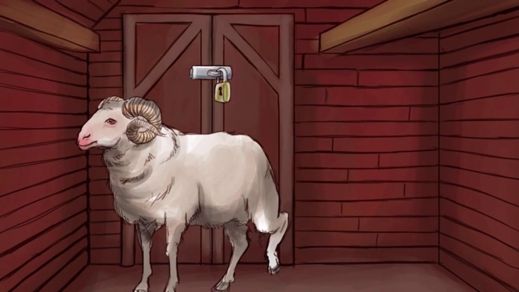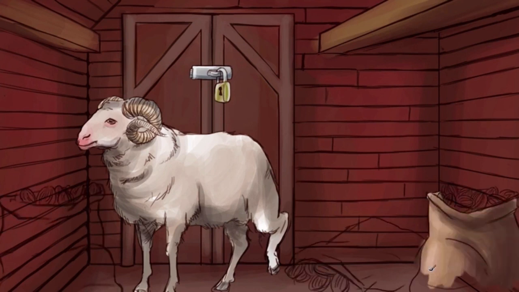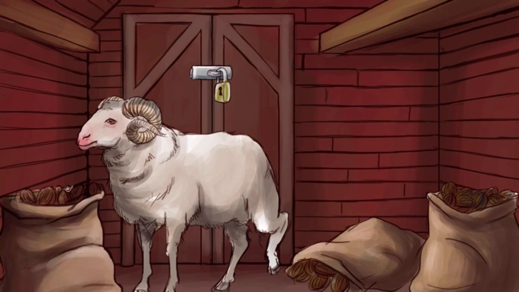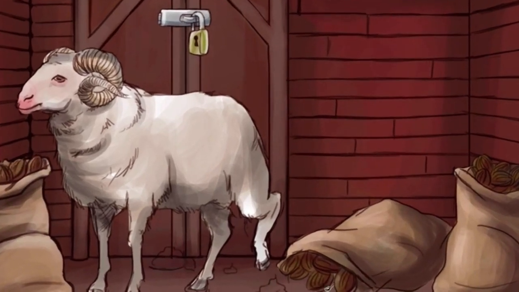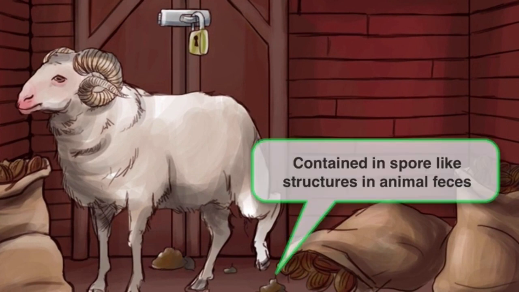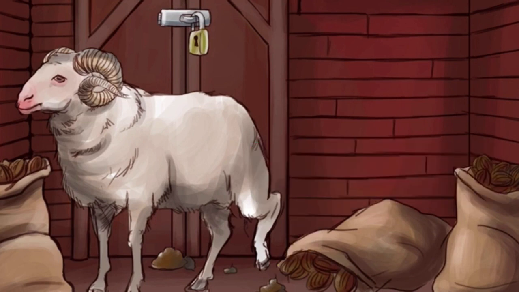Now, let's talk transmission. Coxiella forms a spore-like structure that makes it really sturdy, and these spores can survive the digestive tracts of animals and then exist in animal droppings and dirt. So to remember this, we'll use our recurring symbol for spores, the walnuts, and have bags and bags of them in the barn. We'll plop in some poop to remind you of animal droppings that contain these spores. So now we know Coxiella is contained in spore-like structures inside animal poop. But how does it get to infecting humans?